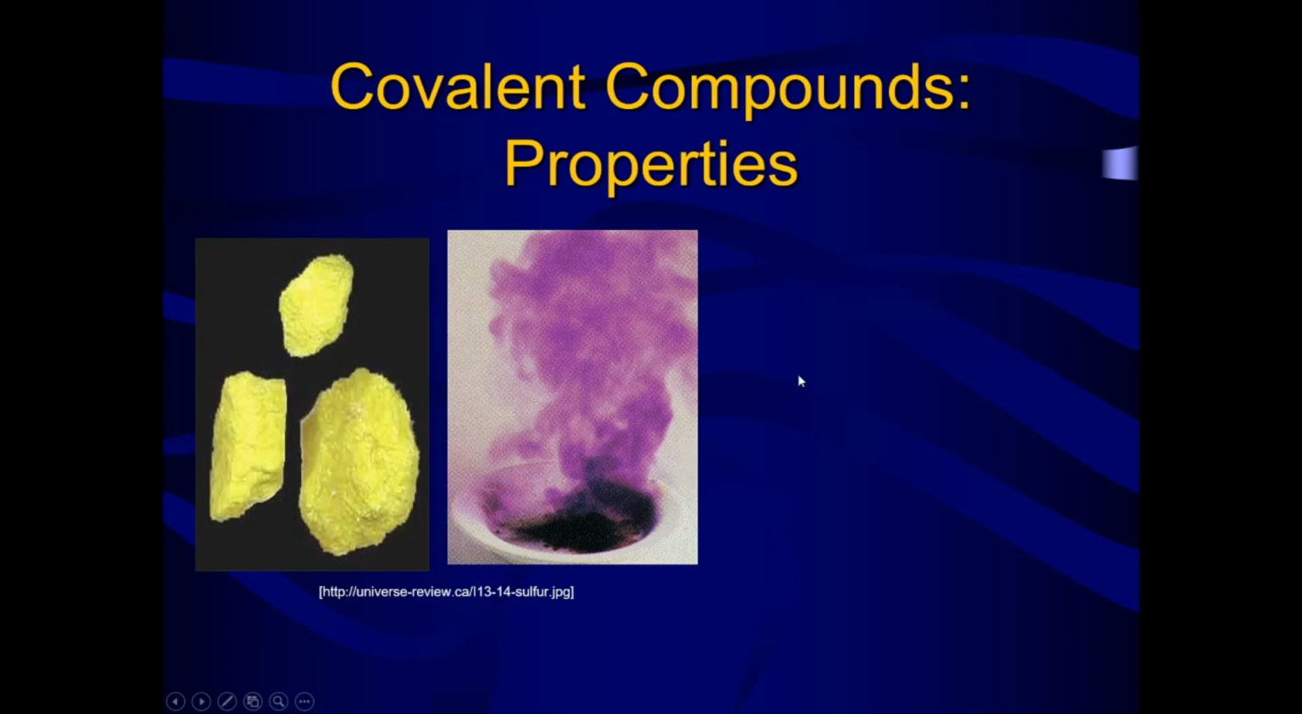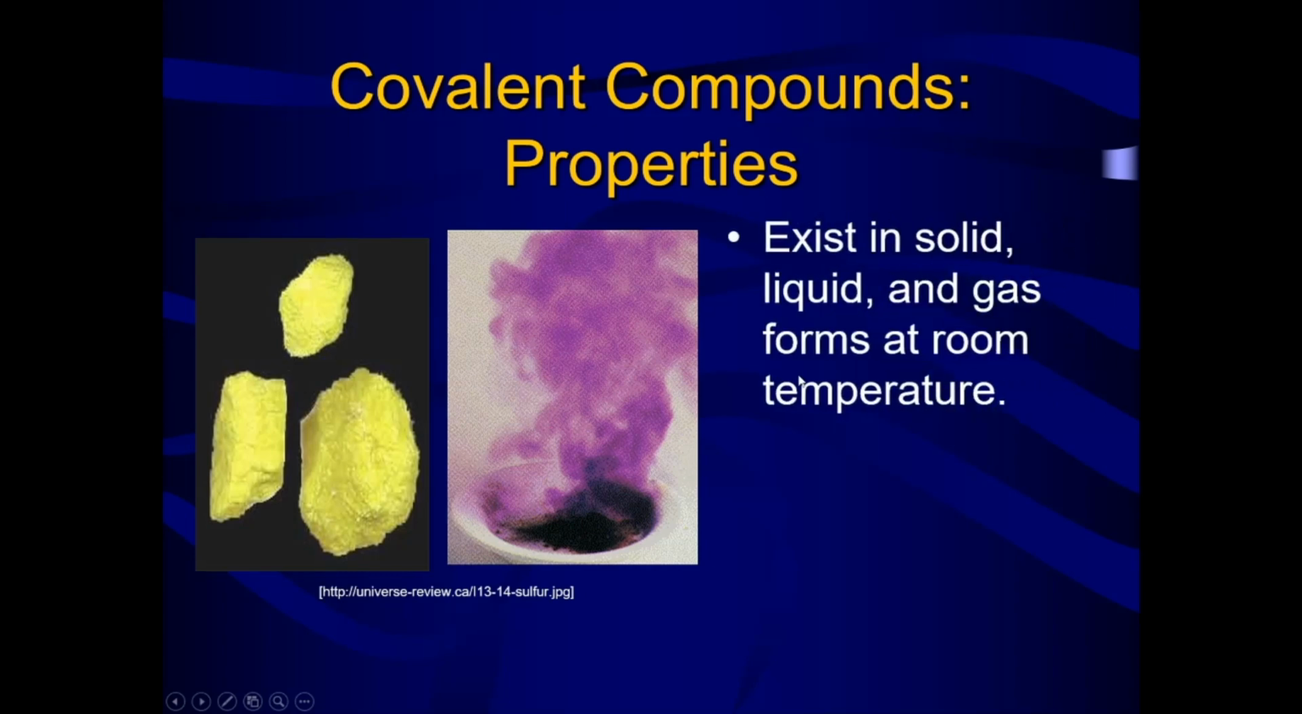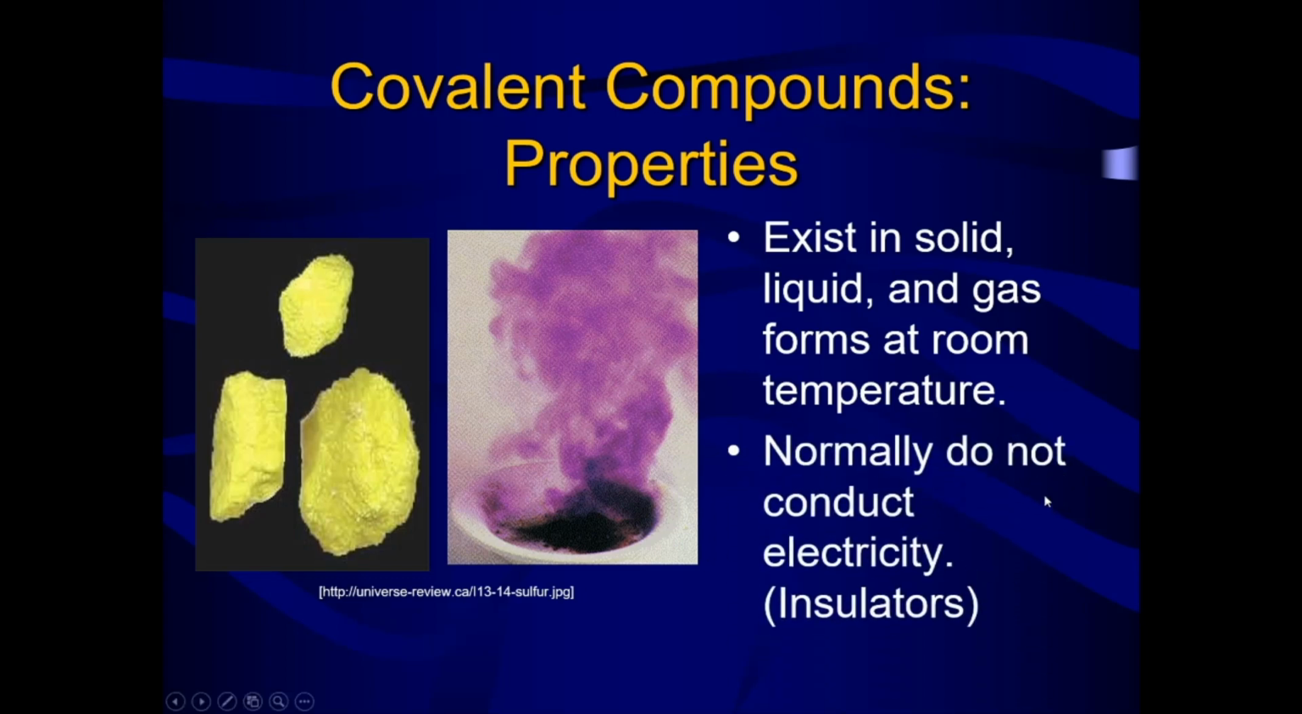Here are some properties of covalent compounds. They exist in solid, liquid, and gas forms at room temperature. It really depends on what type of elements you're going to be mixing, but they do exist in all sorts of different compounds and different states of matter. They normally do not conduct electricity because they are insulators. And again, the reason why they do not conduct electricity is because they only contain nonmetals. And if you remember from way back in Unit 2 when we were talking about the properties of different elements, nonmetals do not conduct electricity, but metals do. So because covalent compounds don't contain any metals, they're not going to conduct any electricity.